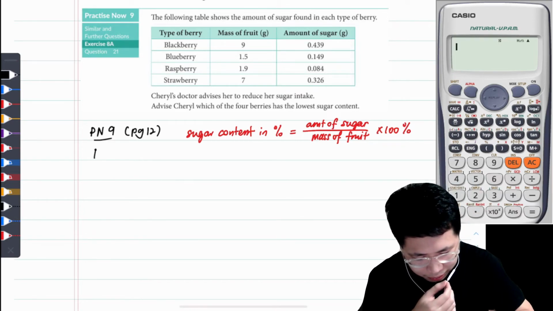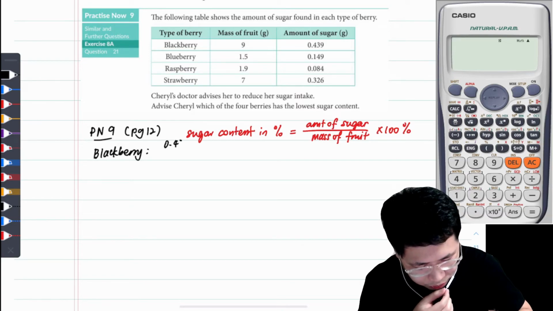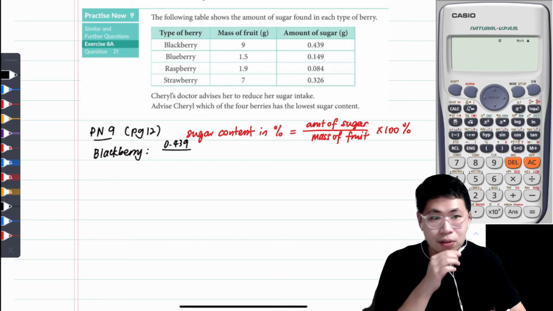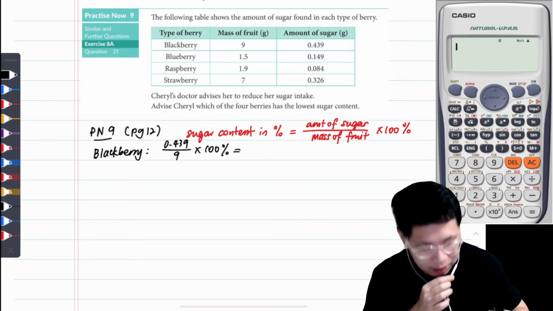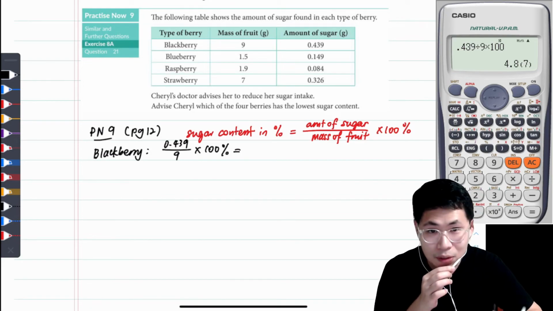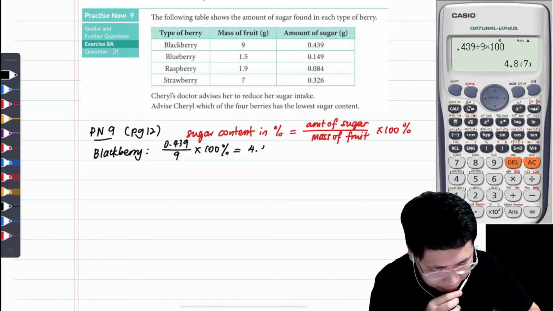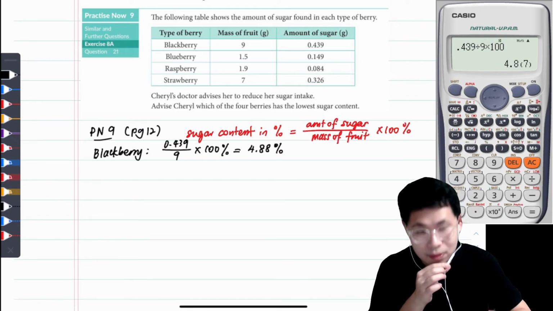For blackberry, we just need to check again and see that the units tally. So 0.439 divided by 9 grams, all in grams. That's nice, times 100%. So we have 0.439 over 9 and 100. I'm going to write this in decimal because it will allow me to calculate easier. It's a 7 repeating, so 4.88 percent in 3 SF. Next one, blueberry.